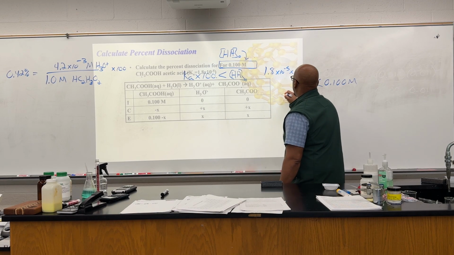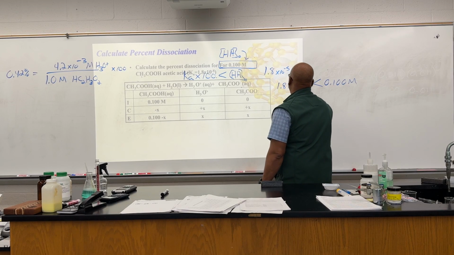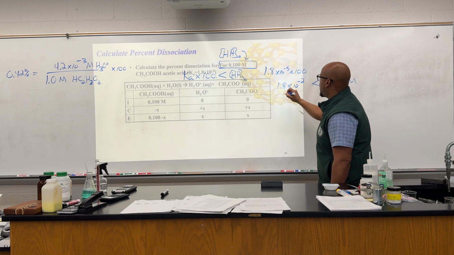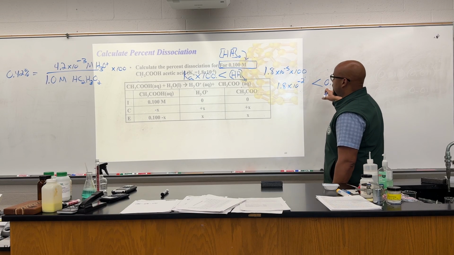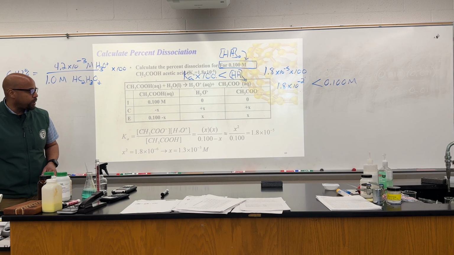So that's going to end up giving me now, once again, when I multiply this times 100, the same value I had sitting right there before, 1.8 times 10 to the negative second in this case. And if I look at it, I can see that this is going to be smaller than this. So I get rid of that minus x again. Thank goodness, I don't have to go through the quadratic.